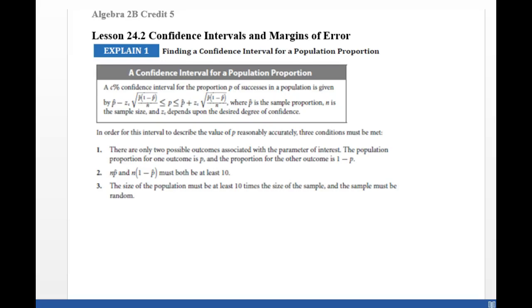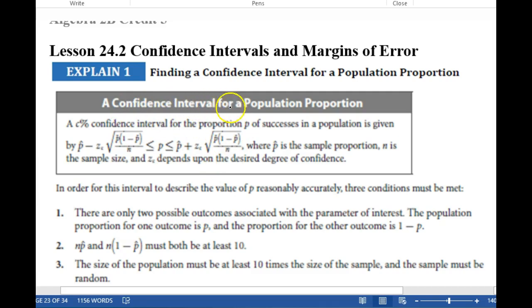And welcome back to the very last lesson, 24.2, Confidence Intervals and Margins of Error. Explain 1: Finding a confidence interval for a population proportion. So in here, confidence interval for population proportion. A %C confidence interval for proportion P of successes in a population is given by this very long formula that we'll be using in our equation.